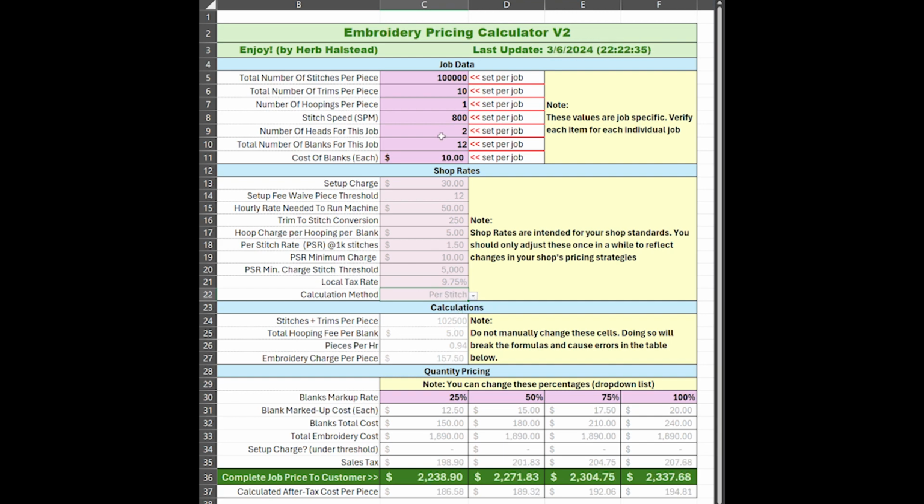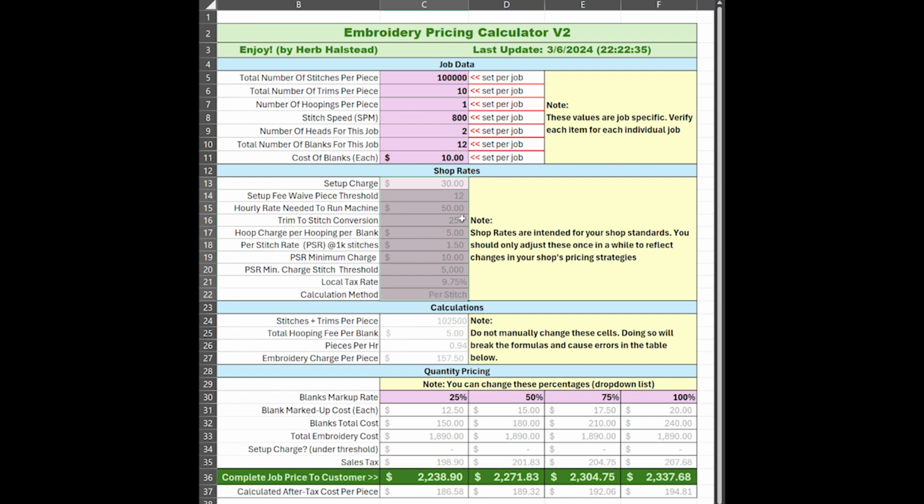The next part I want to talk about is the very top part, and this is what you set per job. Say you ran a stitch count estimate and it was 100,000 stitches, you would put that there. Say that because of the colors and the stitch path you need 10 trims, put that here. The number of hoopings per piece, you'd put that here. The stitch speed that you intend to run it at, how many heads you're going to dedicate to this project, and the total number of blanks that you have been asked to make. And then how much it costs you to buy these hoodies is what you would put there.